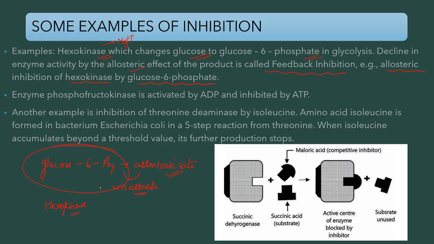The enzyme phosphofructokinase is activated by ADP and inhibited by ATP. Another example is inhibition of threonine deaminase by isoleucine. Threonine deaminase is inhibited by isoleucine. The amino acid isoleucine is formed in the bacterium E. coli in a 5-step reaction from threonine. When isoleucine accumulates beyond a threshold value, its further production stops.